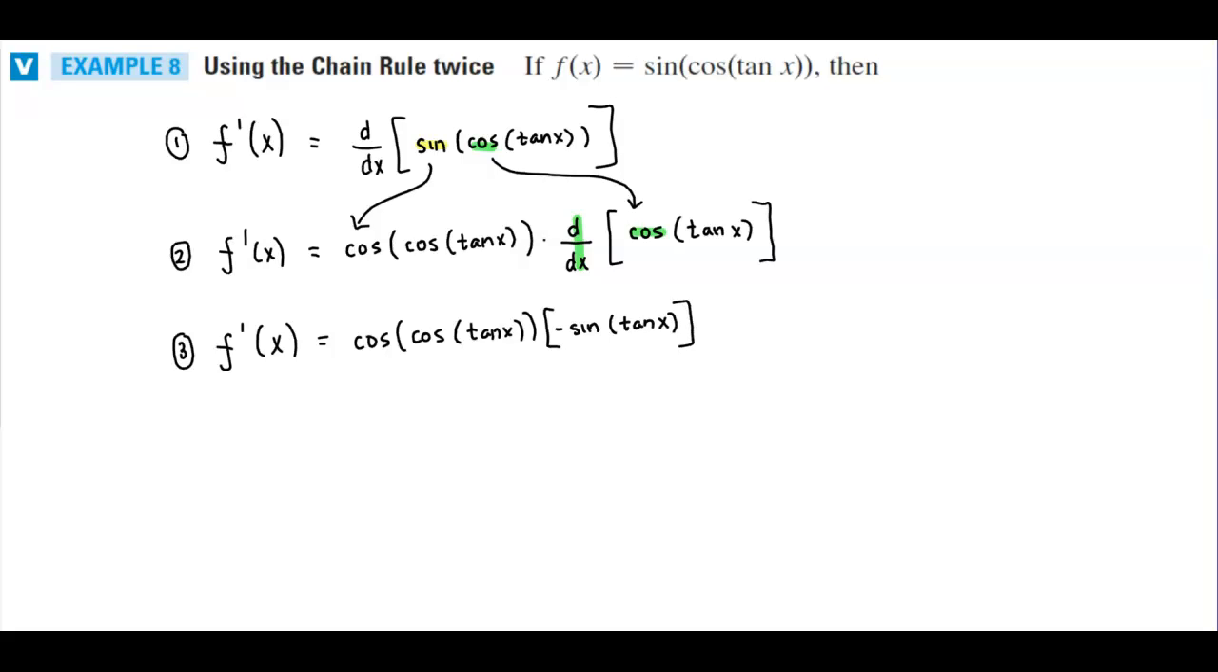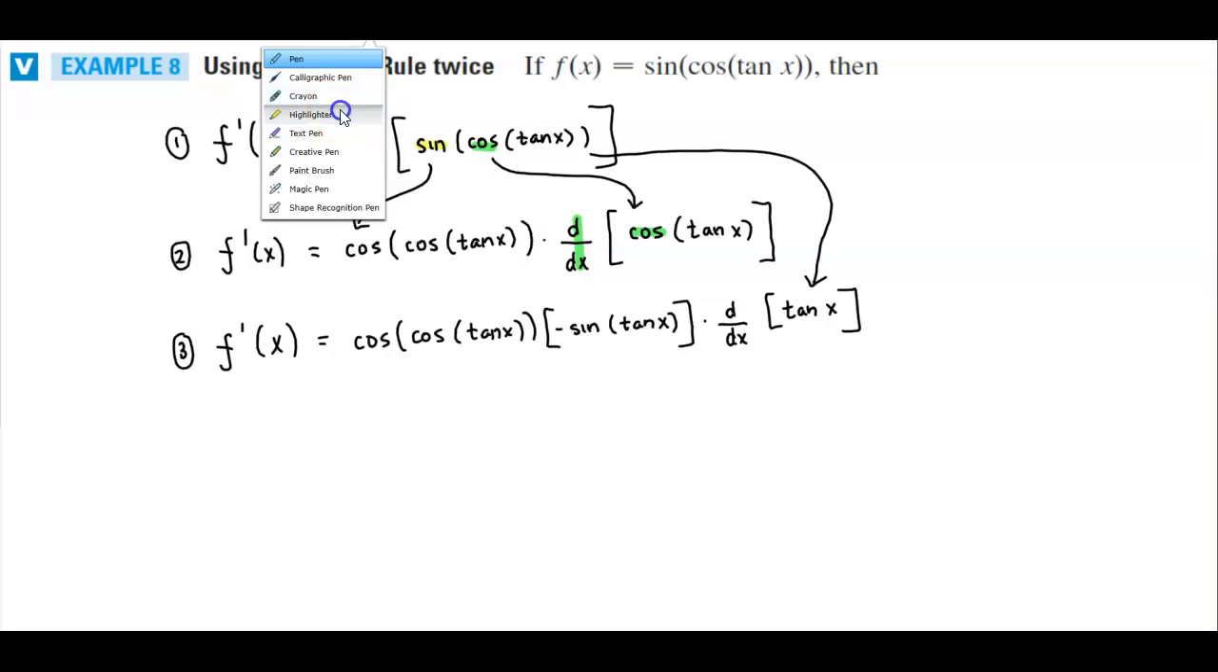Okay, and now what we want to do is now we're going to take the derivative of the third, which is the tangent of x. So now we're going to take the derivative of the third here. So what that means is we want to find the derivative of the tangent of x. So let's go ahead and write that.